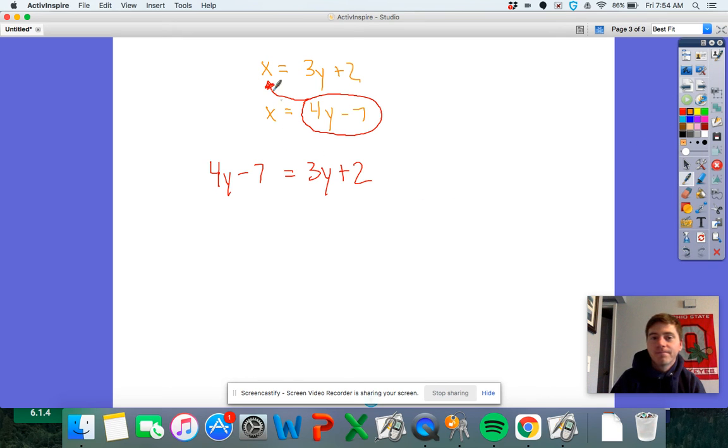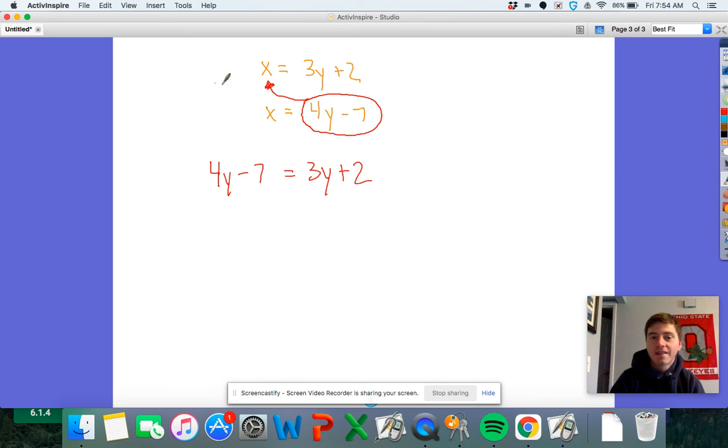And because I put it right here, 4y minus 7 equals 3y plus 2. Right? So if you took this and substituted it for this x, it would say the same thing. It would say 3y plus 2 equals 4y minus 7. Well, it's just flipped around, but it's saying the same thing. It's saying that this is equal to this. Okay, and you've seen an equation like this before, right? I mean, we've worked with these.